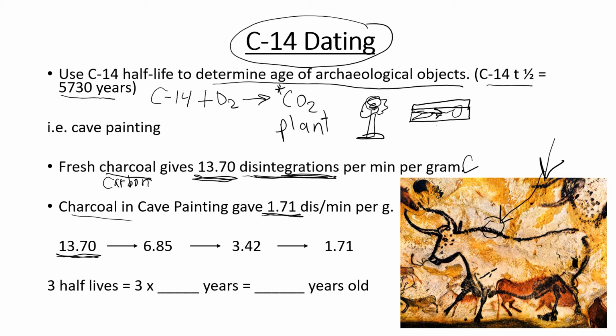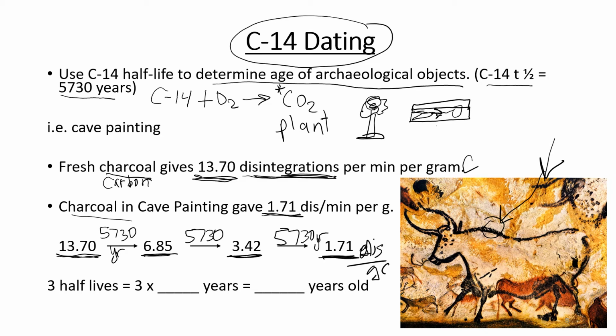The half-life of carbon is 5,730 years. So after 5,730 years, the amount of carbon is going to be half the quantity, so the disintegrations is going to be half the amount. So half of 13.7 gives us 6.85. Another 5,730 years go by, and the amount of disintegrations per minute is now 3.42. Another 5,730 years go by, the amount of disintegrations is 1.71 disintegrations per gram of carbon.